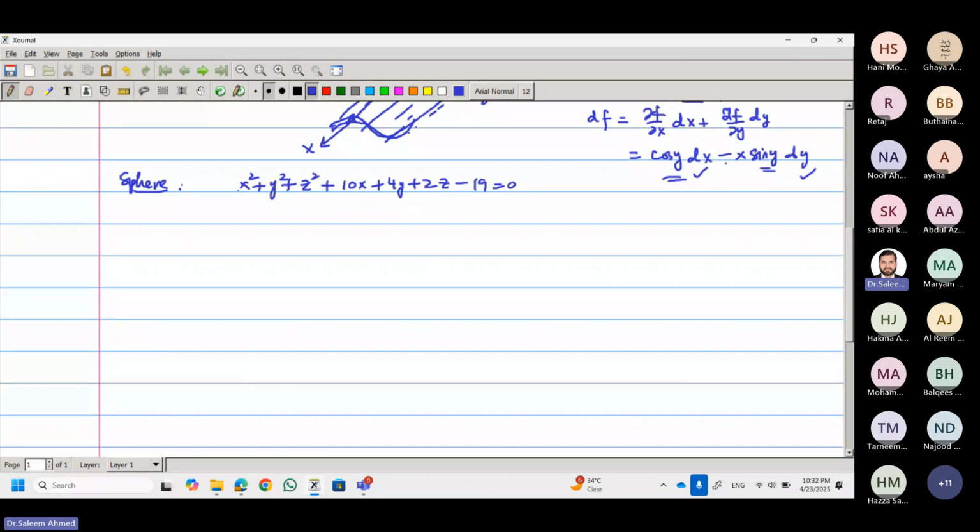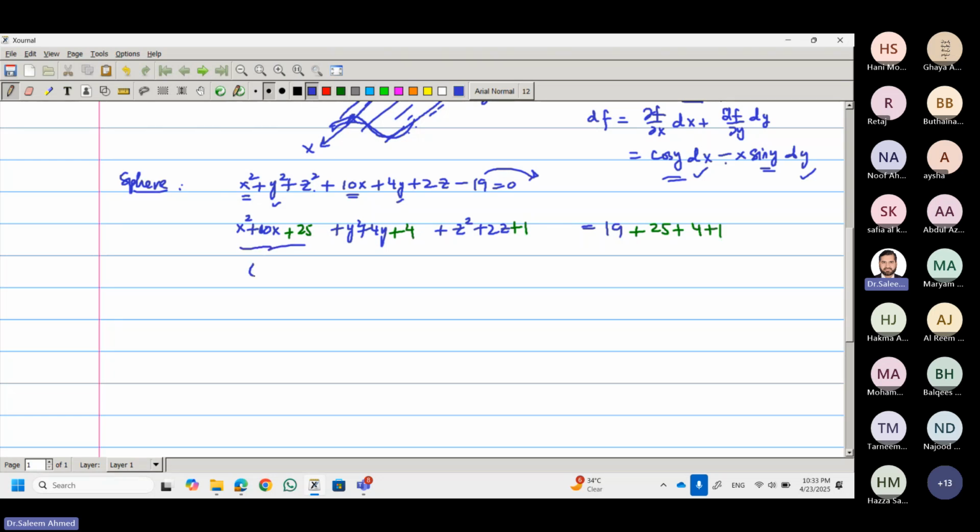So I will complete the squares. x squared and 10x, I will write them together. You can just spend 1 minute here. Then y squared and 4y, then z squared plus 2z. I'm leaving some space here, and equal to 19. I brought this 19 to the right side. Now you see, you need plus 25 here, plus 4 here, and 1 here to complete the square. So I can add 25 plus 4 plus 1 on the other side as well.